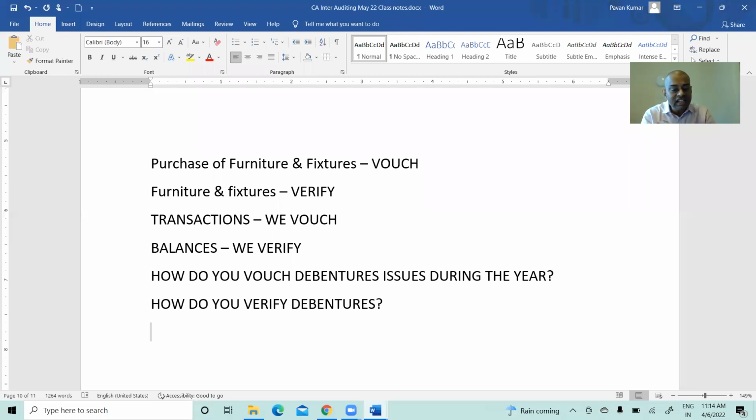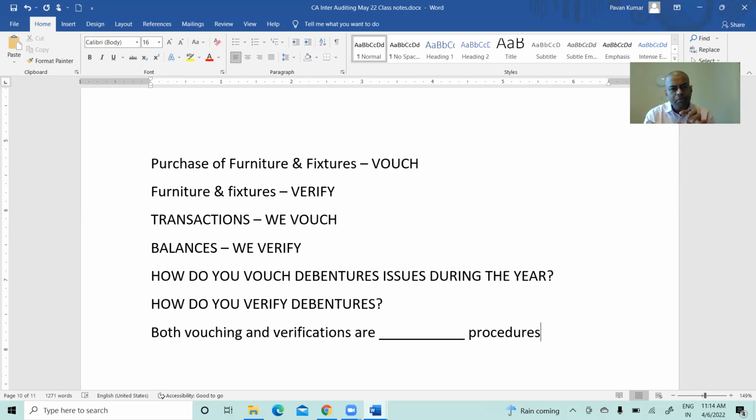So guys, do you understand the difference between these two? Do you understand the difference between these two? Hello, say yes. If it is a transaction, we conduct vouching. If it is an account balance, we do verification. But basically both vouching and verification are dash procedures. You tell me what procedures these are.